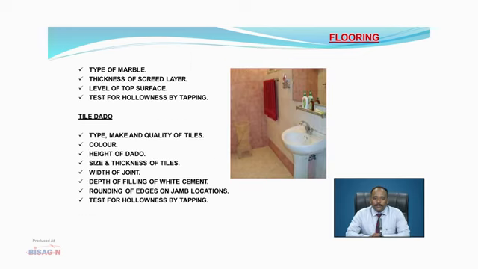Coming to the tile dado part, the type of tiles, make and their quality has to be checked. The color has to be as per the aesthetic pattern and availability. The height of the dado to be as per the contract agreement specifications. While using the dado tiles, the size and thickness of the tiles has to be ensured, and also the uniformity of the width of the joints has to be checked. In addition, the depth of filling of white cement while executing this job. Also, rounding of edges on the jamb locations has to be carried out. Also, random tests for hollowness have to be done through tapping.